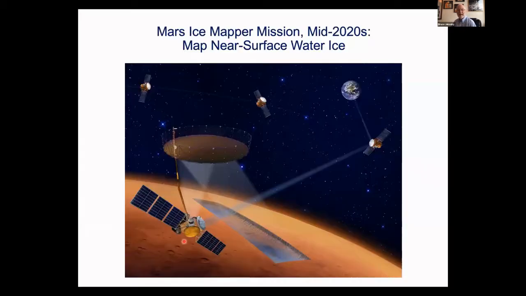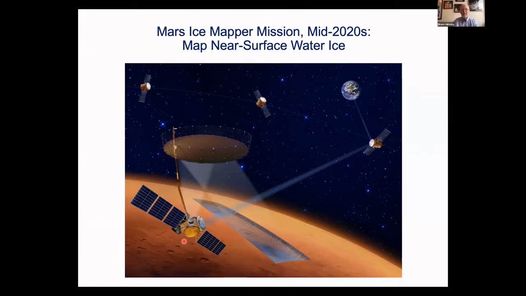With that theme of follow the water that NASA's been following, NASA's planning to launch in the mid-2020s an ice mapper mission that we call MIM, Mars Ice Mapper. Very clever name there. It's going to map near surface water ice, both to understand the history of water ice and to be used possibly as a resource by upcoming human missions to Mars.